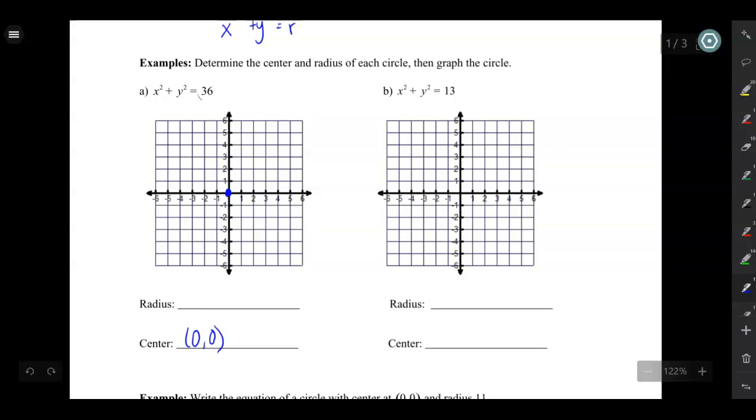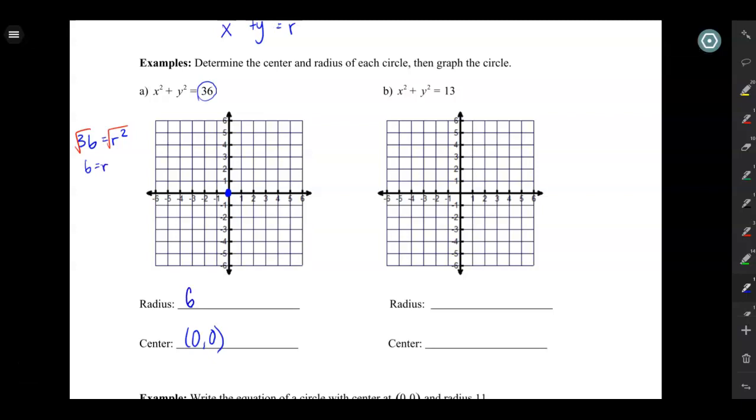Then this 36, that's equal to r squared. So I'm going to set up a mini equation over here. The 36 is equal to r squared. So I want to solve for r and figure out what the radius is. So I'm going to take the square root of both sides of this to figure out that 6 is equal to r. So my radius is 6.